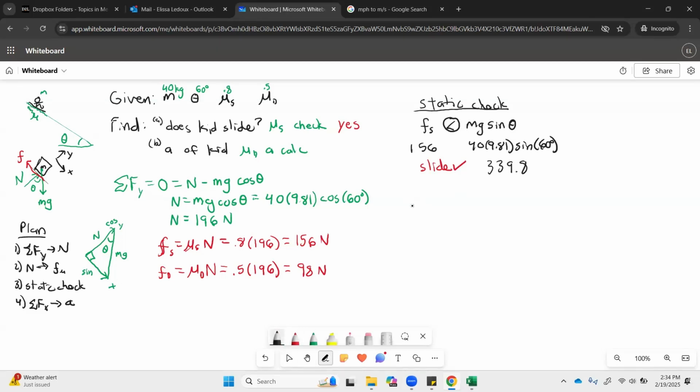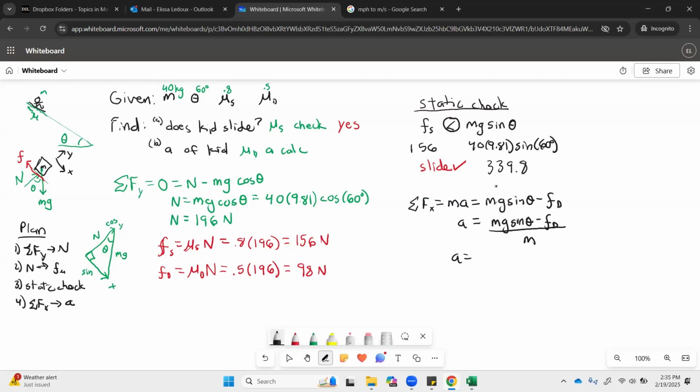So then last step, we plug in the sum of the forces in X with dynamic friction and get that acceleration. So the sum of the forces in the X direction equals mass times acceleration. And we will have, pointing down, the mg sine theta component, and then pointing up, we have the dynamic friction this time. So acceleration is going to equal mg sine theta minus fd, over the mass.